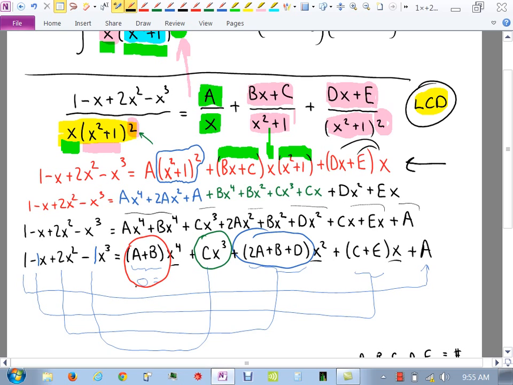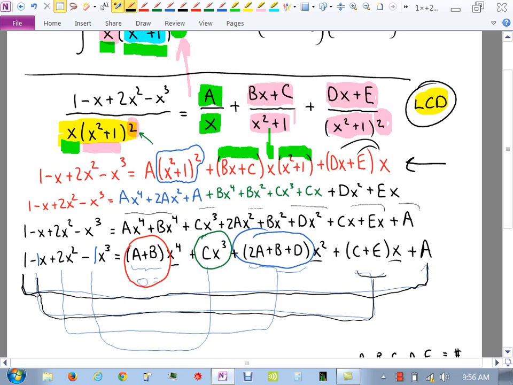Then what I do is I match up each of the letters here, or coefficients, to what's on the other side. So the number by itself, which is a, should be a 1. The number in front of x, that's c plus e, should be equal to the number in front of x here, -1. This in front of x squared, 2a plus b plus d, must match what's over in front of x squared here, so 2. The c in front of x cubed should match this, so -1.